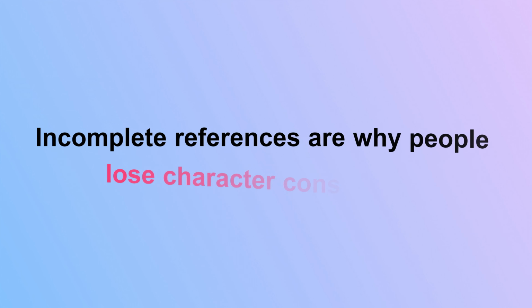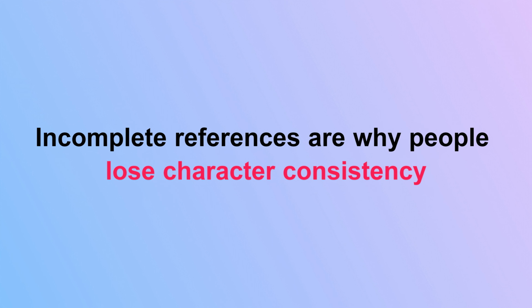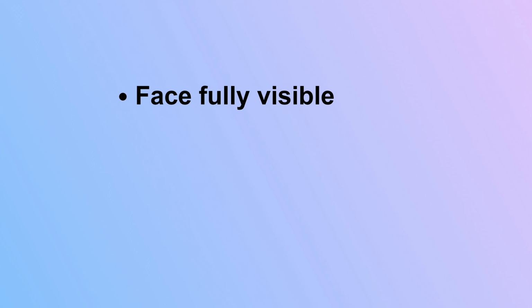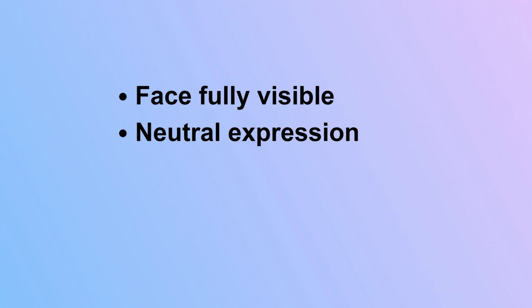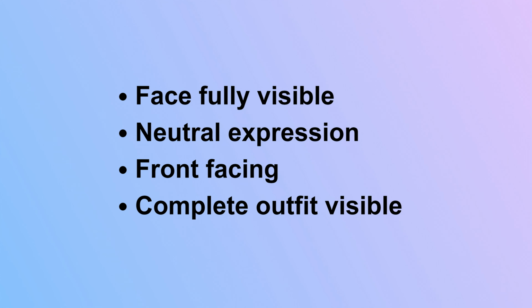Before we move on, I want to quickly run through a checklist to make sure your reference images are solid. This is really important because incomplete references are the single most common reason people lose character consistency later in the workflow. So make sure the face is fully visible with no hair blocking it. You want a neutral expression, front facing. In the full body shot, the complete outfit should be visible, nothing cropped or hidden. If your references check all of those boxes, you're in a great position for everything that comes next.